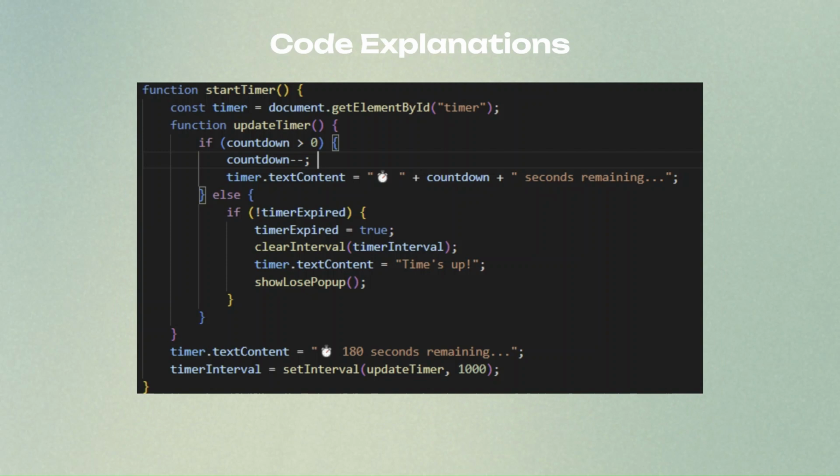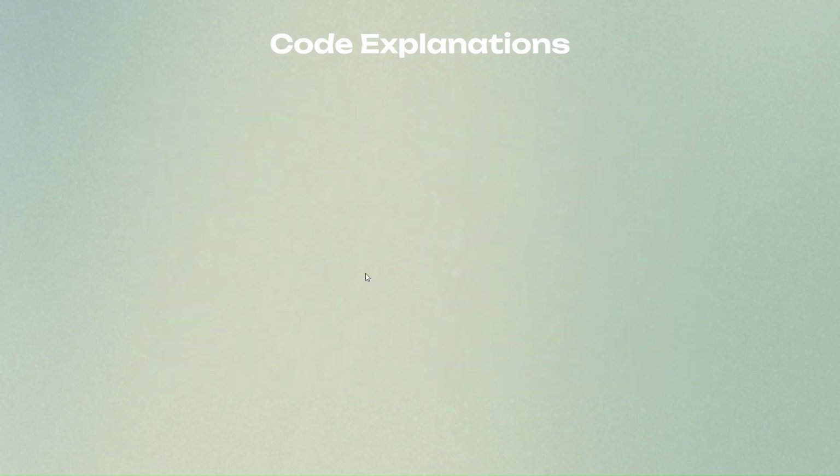Next, we have the start timer function, which manages the countdown timer and updates the display every second, from down here. The 1000 stands for milliseconds, which will be 1 second. And right here, if the timer is expired, it'll set the timer expired to true, and it'll clear out the timer and change the text to say time's up rather than this right here. Then it'll pull up the loser pop up window.